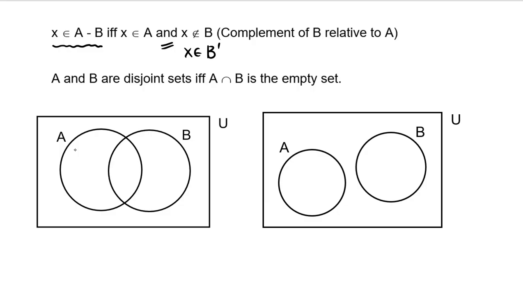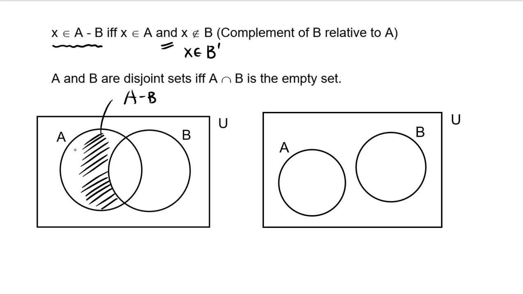Okay, so if it's an element of A and it is not an element of B, that would be this region right here. So that region would be A minus B.